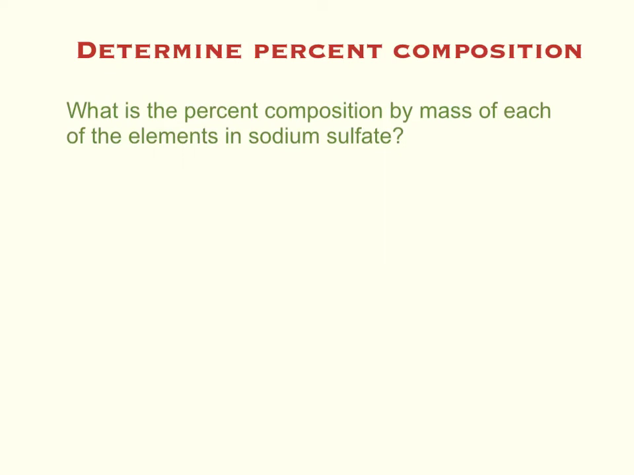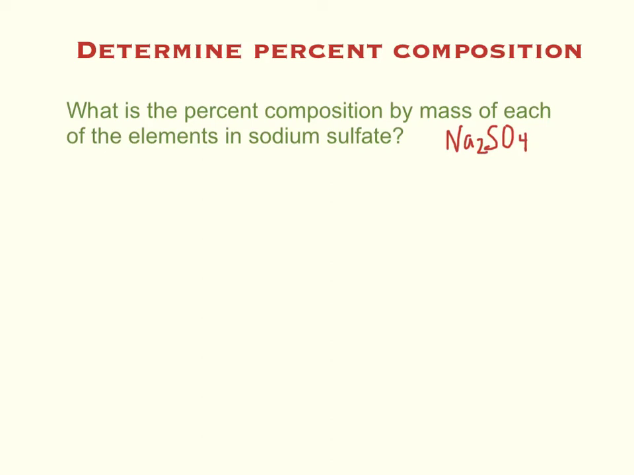So here is a typical problem that you might see for percent composition. It says, what is the percent composition by mass of each of the elements in sodium sulfate? First thing that we've got to do is write the formula for sodium sulfate. Sodium is Na, and sulfate is SO4. Then we check the charges on them. Sodium has a +1 charge, sulfate has a -2 charge, so we have to crisscross and we end up with Na2SO4.